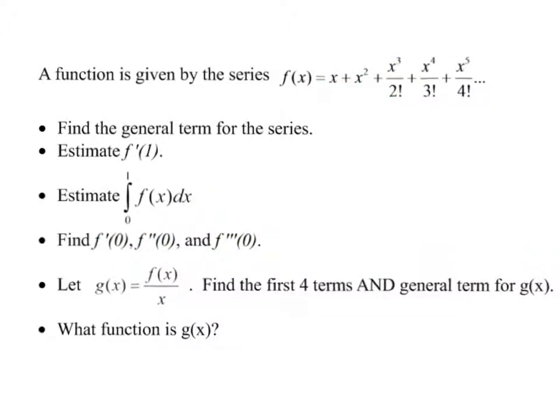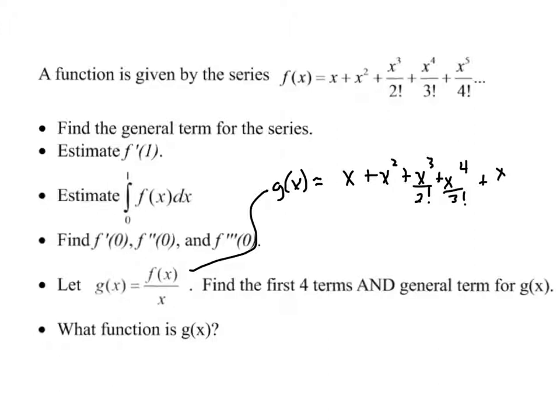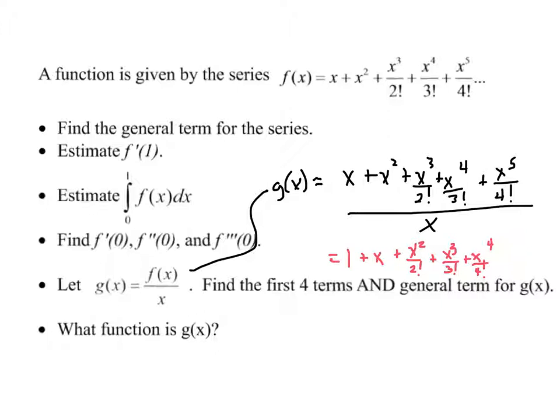Now let g of x equal f of x divided by x. So g of x is equal to every one of our terms in f of x divided by x. If we start doing that, x divided by x is 1. X squared divided by x is x. X cubed over 2 factorial divided by x is x squared over 2 factorial. X to the fourth over 3 factorial is x cubed over 3 factorial. So I'm just dividing every single term by x. Okay? So the general term here is that we just keep gaining an x, and it's over n factorial.